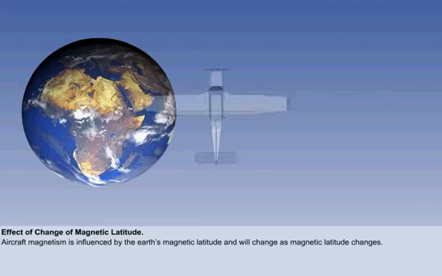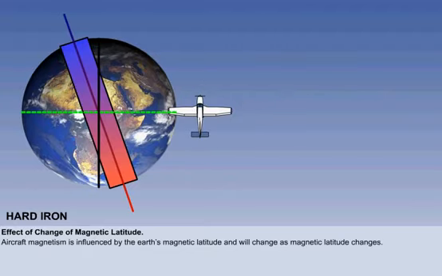Earlier, we saw that hard iron magnetism can be regarded as permanent magnetism and is not affected by external fields. So if aircraft magnetism due to hard iron does not change, what is it that causes deviation to change as latitude changes? The answer lies in the relative strengths of the Earth's Z and H components.